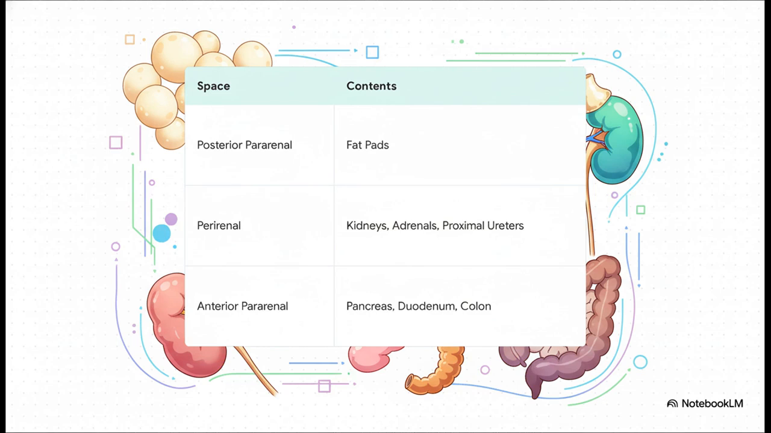So what's actually in these spaces? Well, let's start from the back and move forward. The posterior pararenal space, super simple. It's basically just fat. Easy enough. Move one step forward and you're in the perirenal space. This is the kidney's own little apartment, right? It's got the kidneys, the adrenal glands, and the top of the ureters. And then, all the way at the front, you have the anterior pararenal space. That's where you'll find parts of the pancreas, duodenum, and the colon. See? It's a really organized layout.